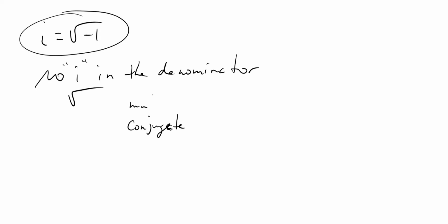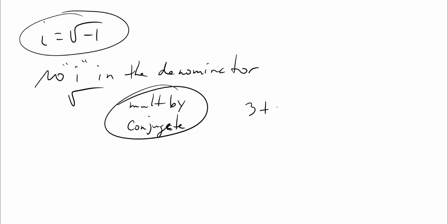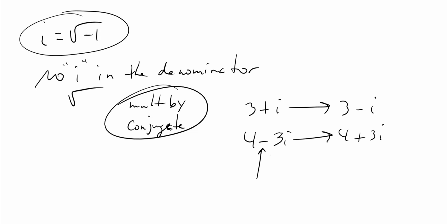Multiply by the conjugate. Okay, and the conjugate is the same thing. So if I said 3 plus i, the conjugate is 3 minus i. If I said 4 minus 3i, the conjugate is 4 plus 3i. I mean, it's real easy. Again, you just change the sign between terms. That's it. So it's real easy. That's what the conjugate is. Okay? So let's do some problems, and I'll show you how easy this is.